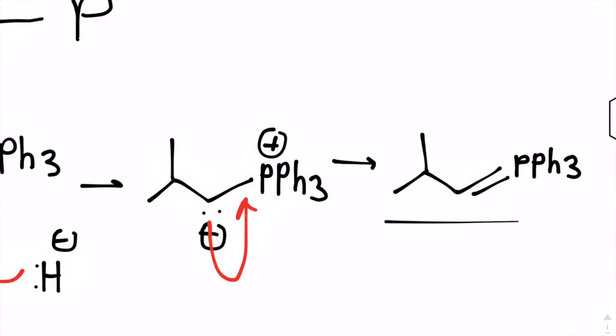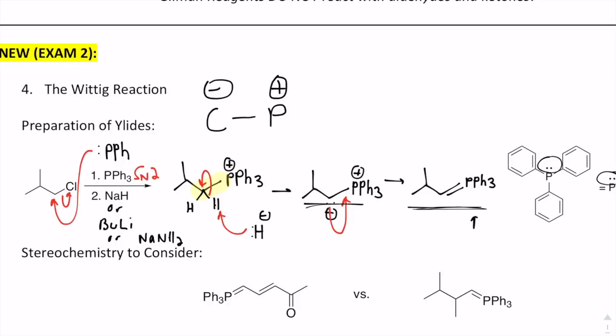You're probably going to see this version more because, you know, we're minimizing that octet, so it's a more favorable structure, contributes more to the overall resonance hybrid. But in terms of reactivity, this structure is actually more useful to see the reactivity, but this one over here is more stable. All right, so that is preparation of an ylide. It's just a series of nucleophilic attack by an SN2 reaction and then an acid-base step to form that ylide.